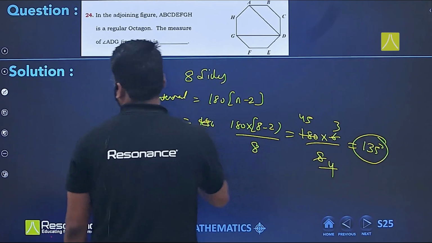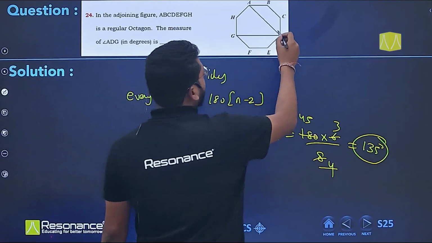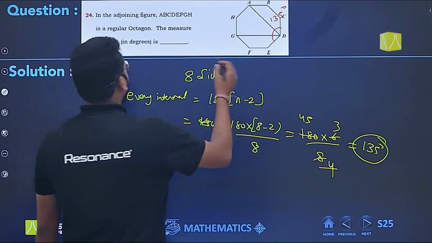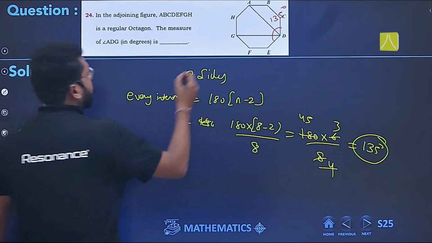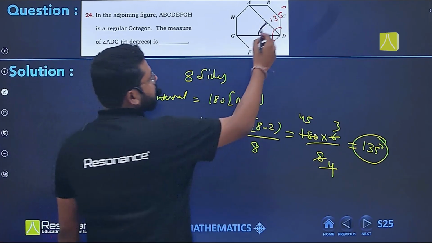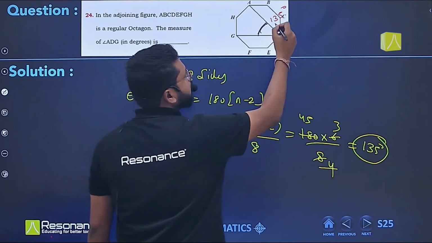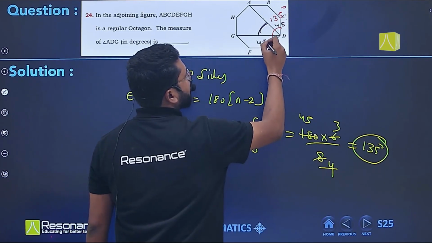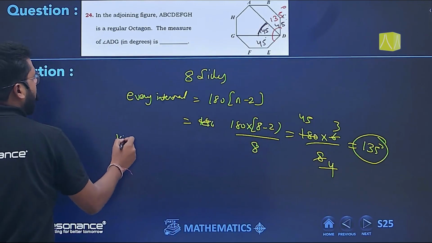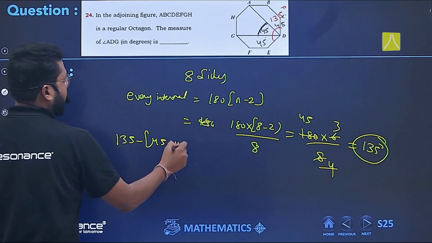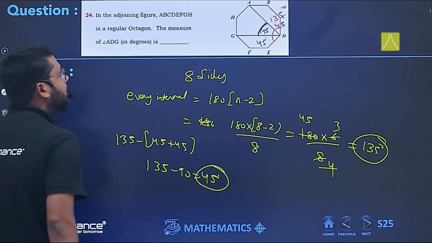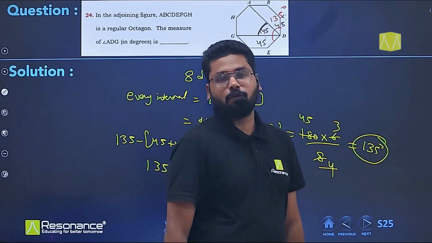This means that this complete angle will be of 135 degree. We have to find only this much angle, ADG. This means that if this is 135 and this is a regular octagon, this is 45, this is 45, and this is also 45, because every angle is divided into equal parts. Or we can say it is 135 minus 45 plus 45. So 135 minus 90, that is 45 degree. So ADG is 45 degree.